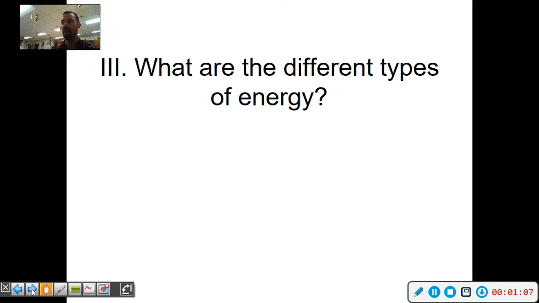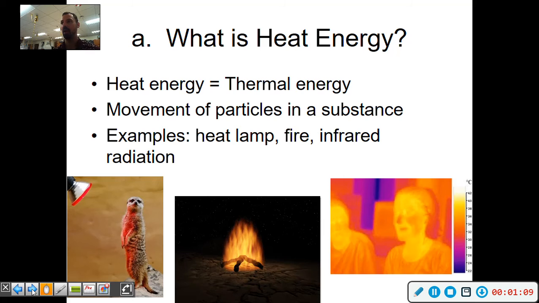What are the different types of energy? So letter A, what is heat energy? So heat energy is thermal energy. That's another word that they could use for it interchangeably. It's the motion of the particles in the substance.